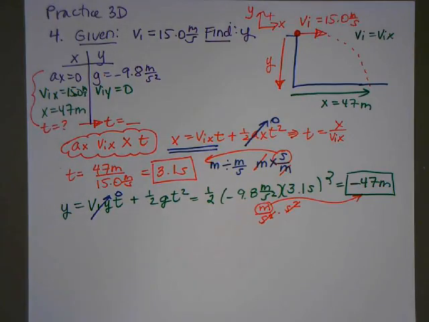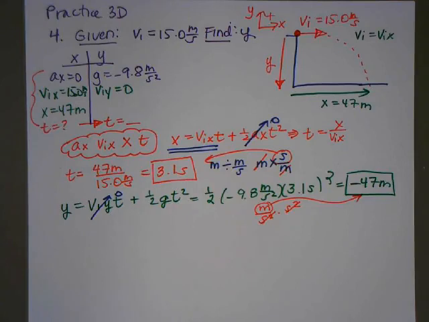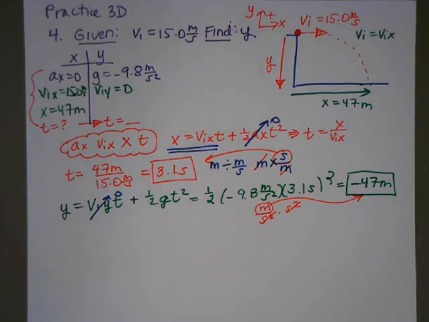So depending on the problem, if you write your given and find in 2 columns like this, you'll be able to know what to do. Where do I start? Because you're going to look at which side I have 3 things on.